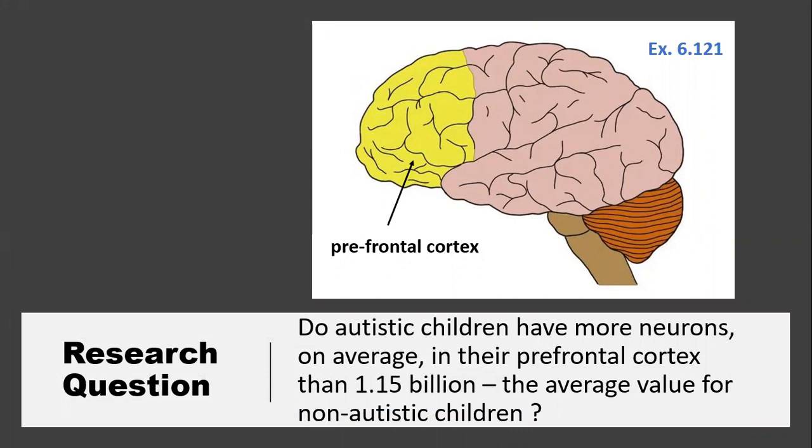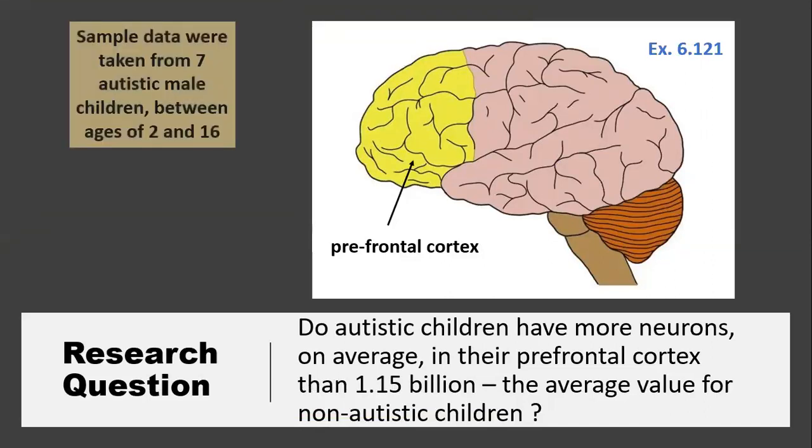Specifically, the question is, do autistic children have more neurons, on average, in their prefrontal cortex than 1.15 billion, which is the average value for non-autistic children? Well, to help deal with that question, researchers took data from a sample of 7 autistic male children whose ages were ranging between 2 and 16.